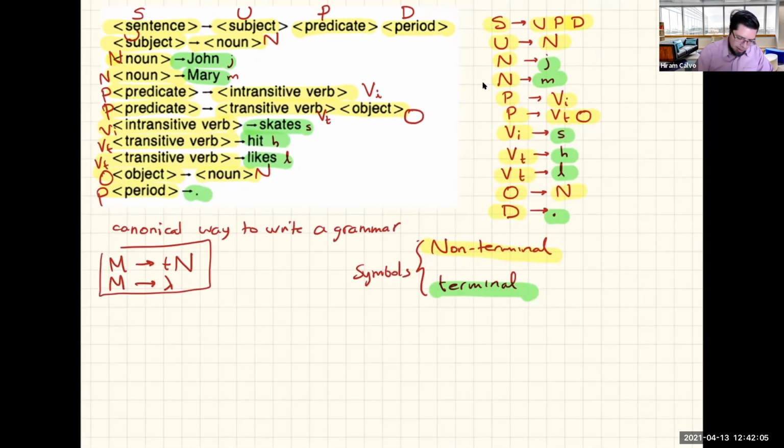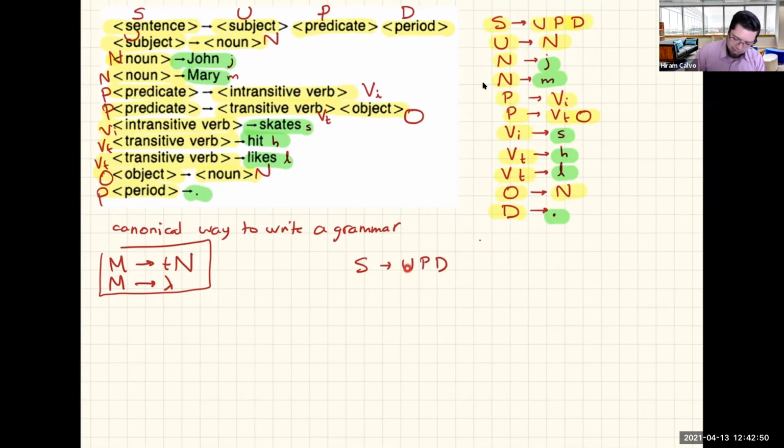So in order to convert this grammar into the canonical way, we need to do some substitutions. First, we need to identify all rules that do not comply with this. I think all of them do not comply. So in this case, we have UPD. We need to substitute this U. Let me show you how. We have UPD, the first rule, and we will try to convert it into a canonical rule or a set of canonical rules.